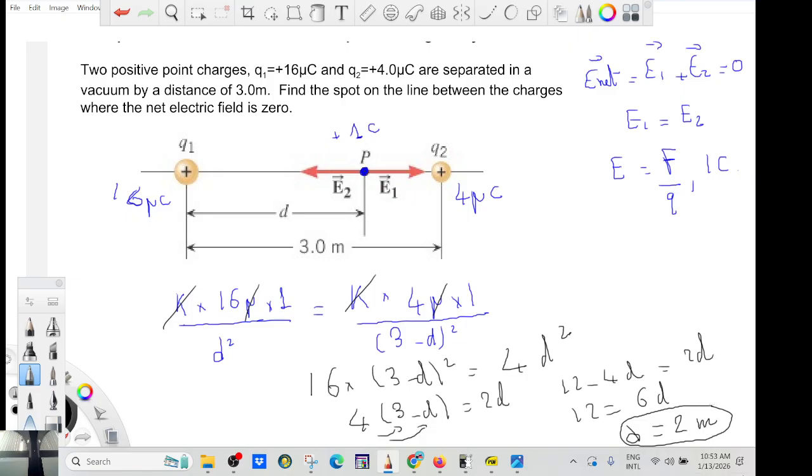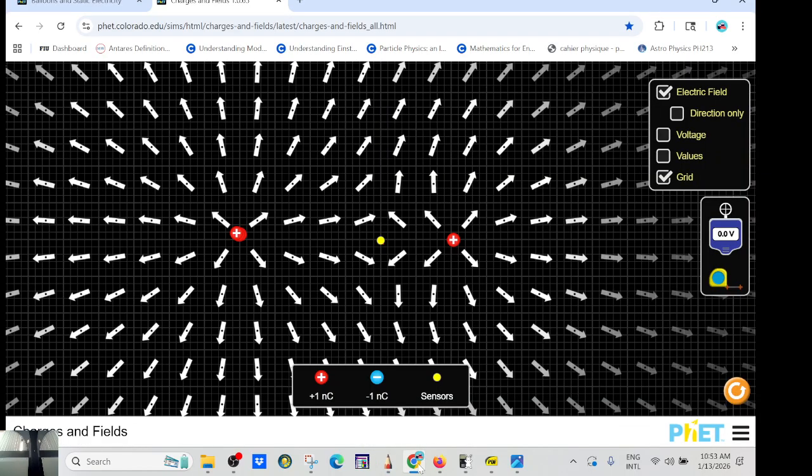By the way, you can do it here. You see? 1, 2, 3, 4. 1, 2. That distance has to be twice as large because it has 4 times the charge.